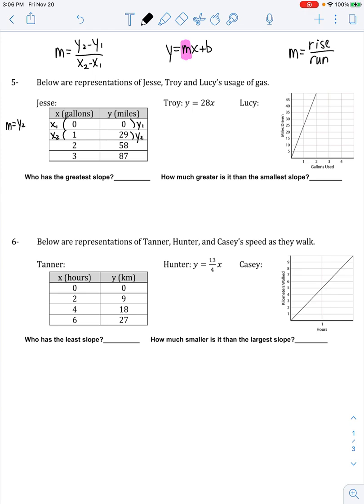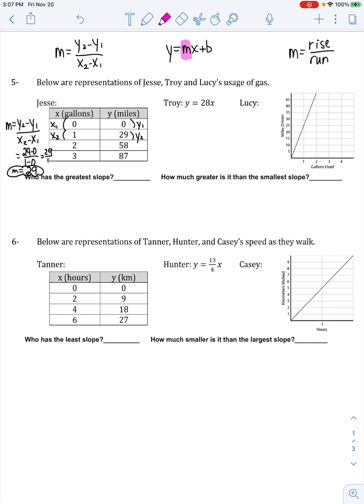So now I'm going to plug it into my formula. y2 minus y1 over x2 minus x1. So I'm going to have 29 minus 0 over x2 is 1 minus 0. Well, that ends up being 29 over 1. Here's what I want you to do on a calculator today. I want you to take the top divided by the bottom. So 29 divided by 1 is 29. So Jesse's slope is 29.